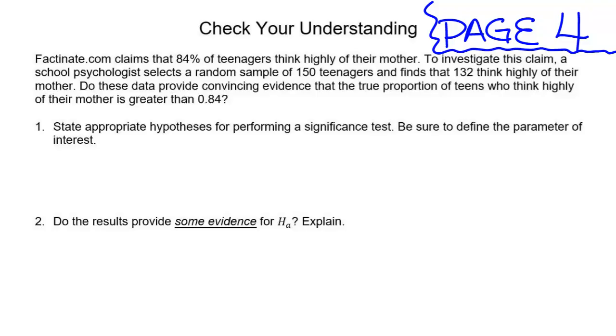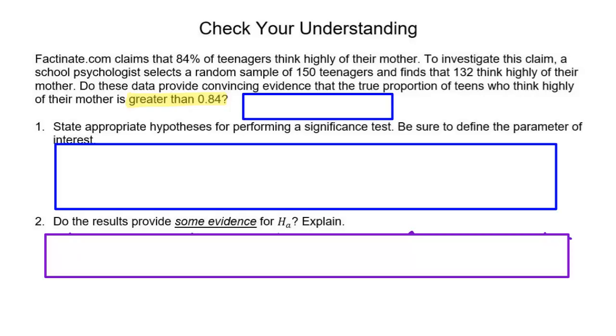So we have two hypotheses. We have the null hypothesis that we use HO to represent, H with a little O next to it. And then we have the alternative hypothesis. We use HA to represent that, H with a little A next to it. The HO is always going to be whatever is claimed in the problem. What is the claim being made here? Way at the beginning. 84% of teenagers think highly of their mother. So our null hypothesis is that P, the true proportion, is 0.84.